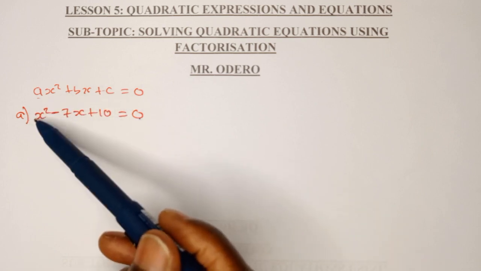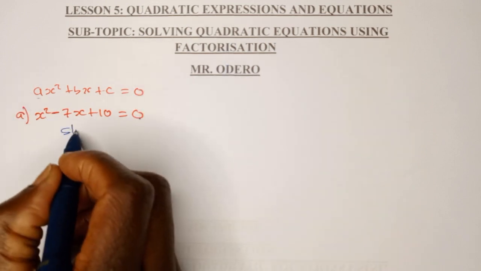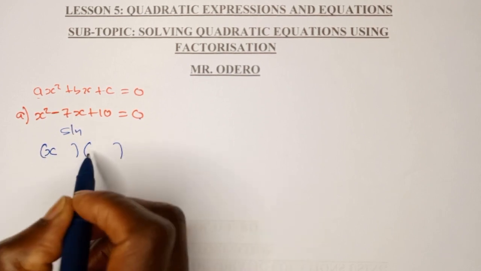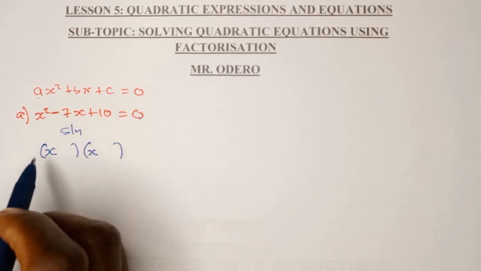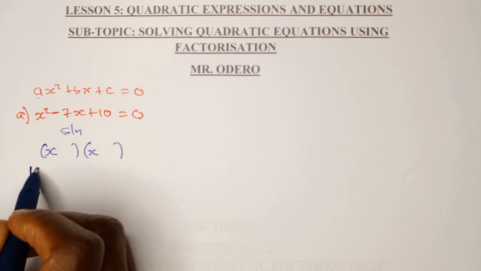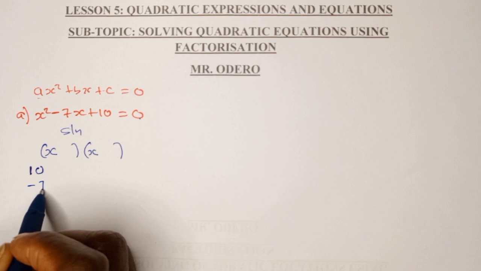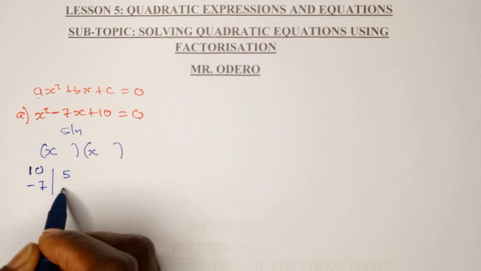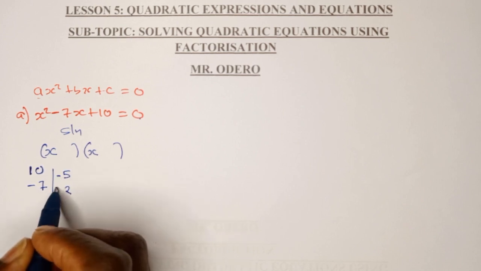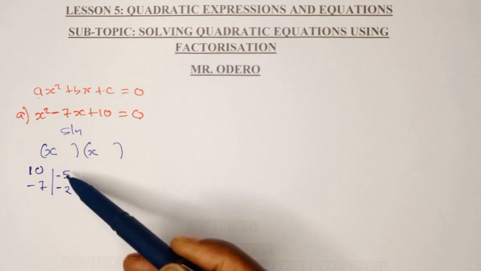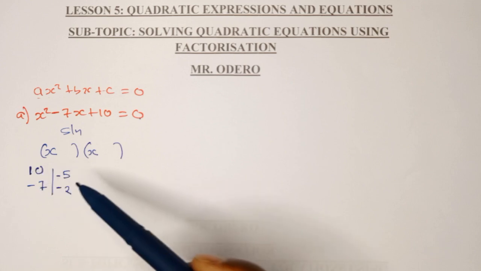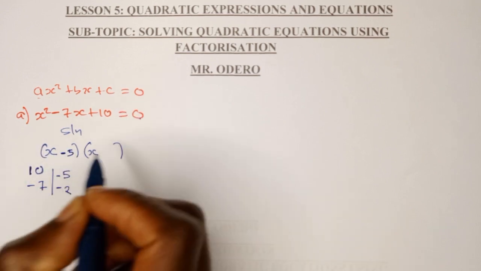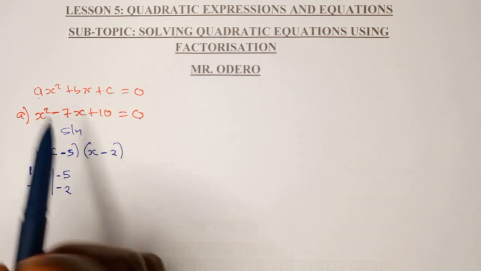When the coefficient of x squared is 1, then you just form two brackets like this. Then you put an x there and an x there. Then look for two numbers that when you multiply them you get 10, and when you add them you get negative 7. If you check, those numbers will be 5 and 2. All of them need to be negative, so that negative 5 times negative 2 is positive 10, and when I add them, I get negative 7. So you say this one is negative 5, this one is negative 2. You're done. Those are the factors of this expression.